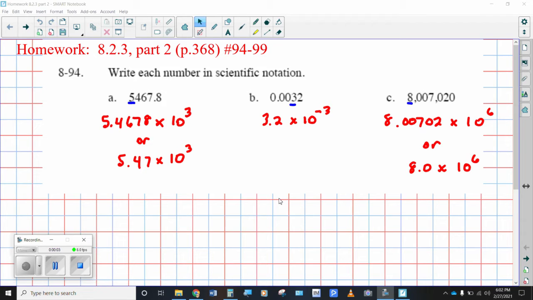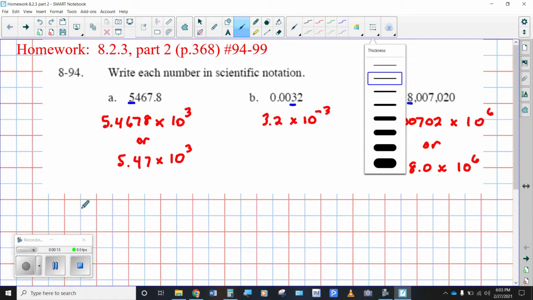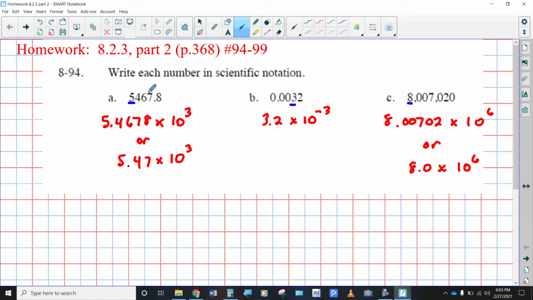All right, let's look at the second part of our homework for lesson 8.2.3. Here we've got some numbers that are written in standard form, and we need to convert these numbers into scientific notation. So the process begins with us identifying the leading digit, and then we have to identify what place the leading digit is in. Then we need to convert that place into a power of 10.